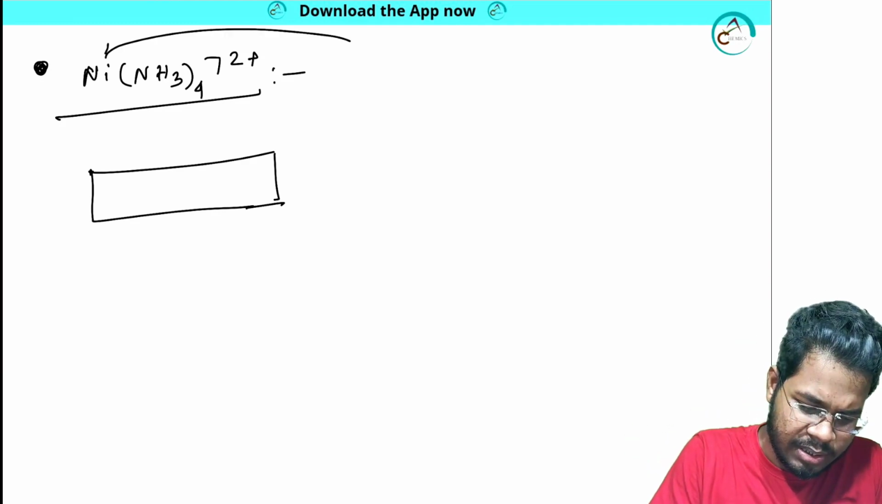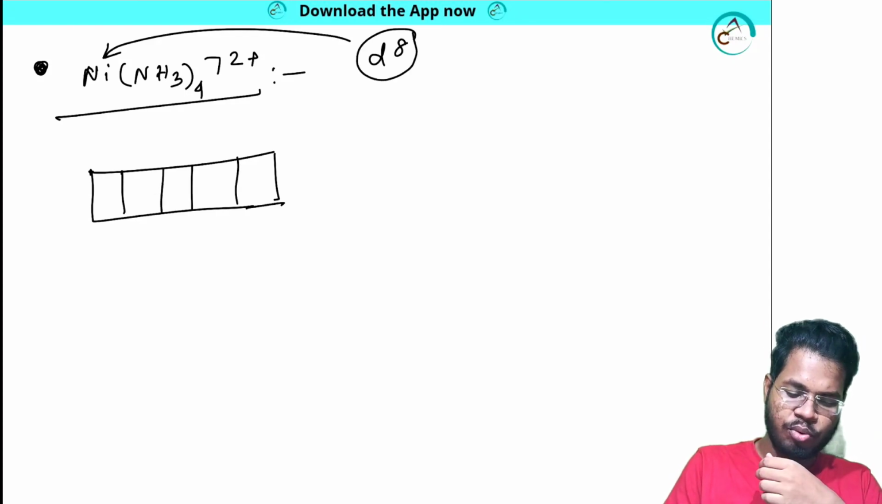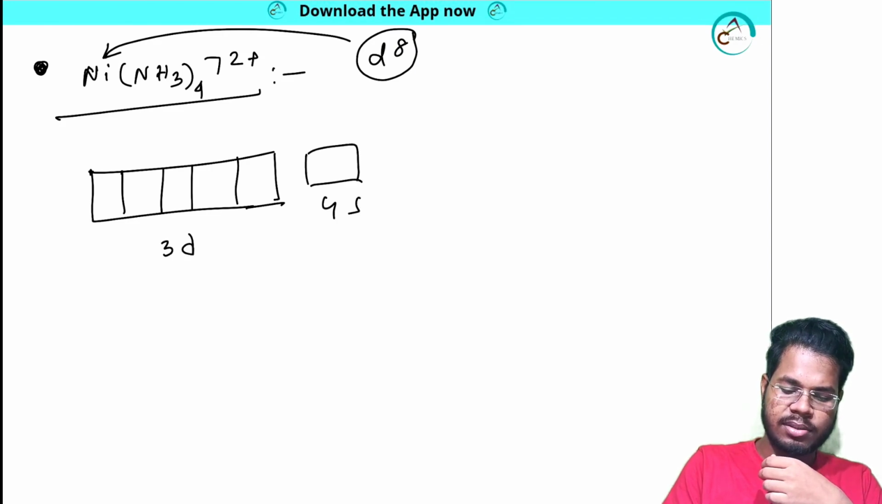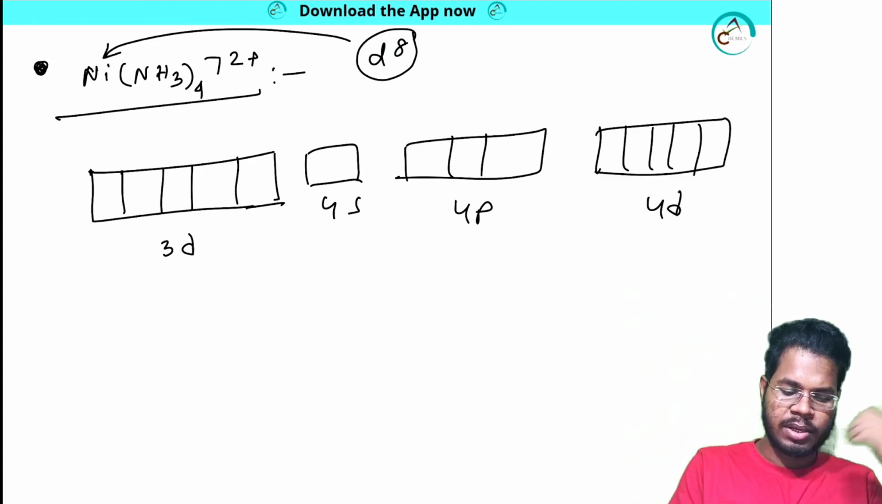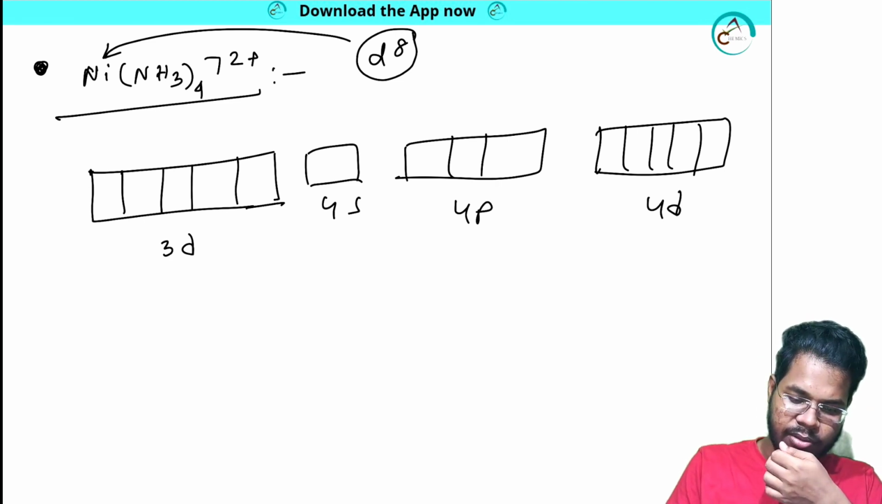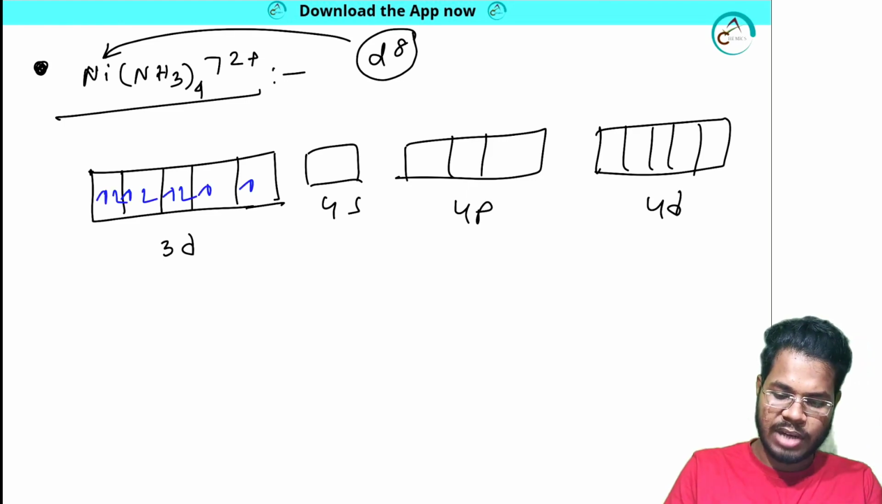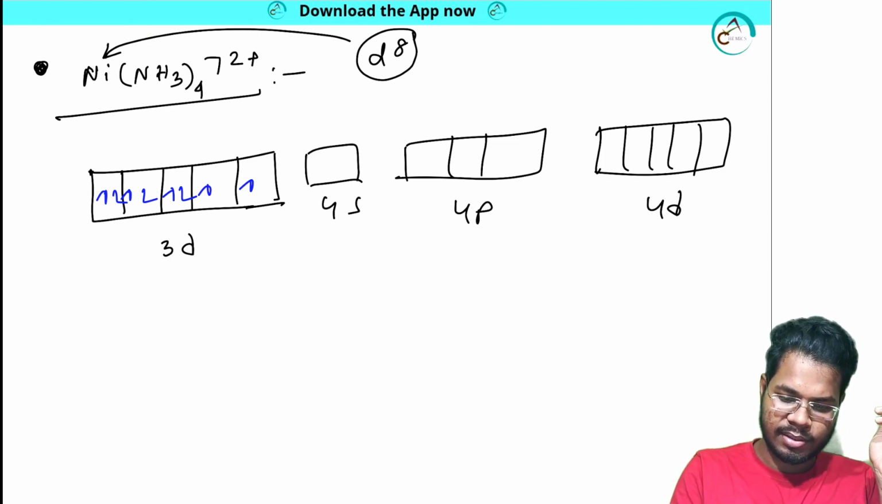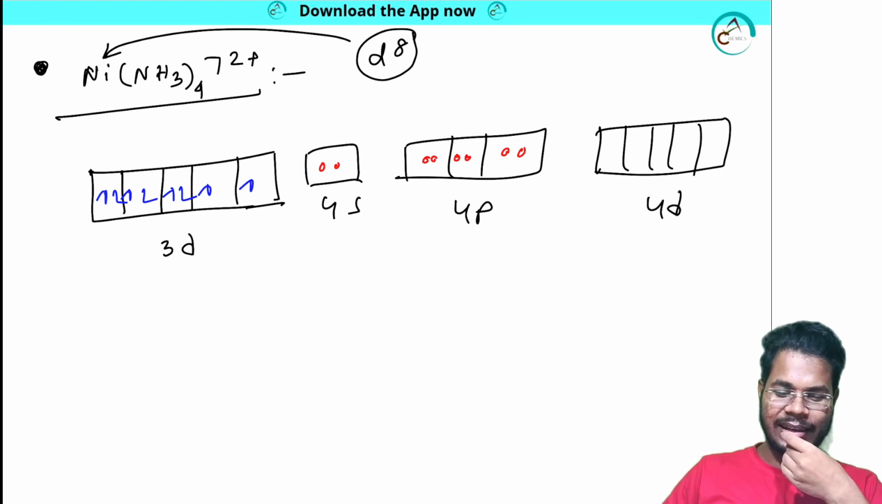So this is a d8 system, and the same thing holds: 3d, 4s, 4p and 4d, like that. So 8 electrons. There should be 2 possibilities over here. First possibility: 1 2 3 4 5 6 7 8. We have to start from this, like here, sp3. But it cannot happen.